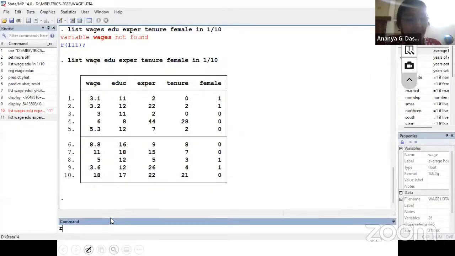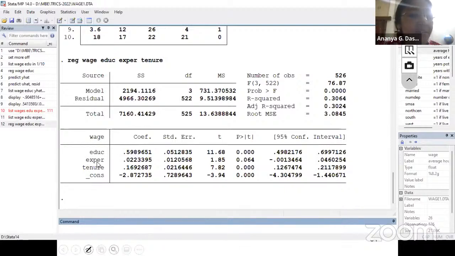So suppose I regress wages on education, experience, and tenure. Now note the coefficient of education here is 0.59. So now what am I going to do? I'm going to filter out the effect of experience and tenure from both wages as well as from education. So what will I do? I will regress wage on experience and tenure.